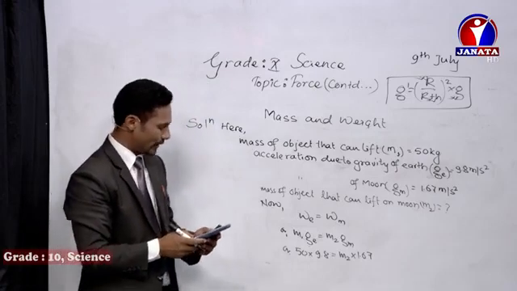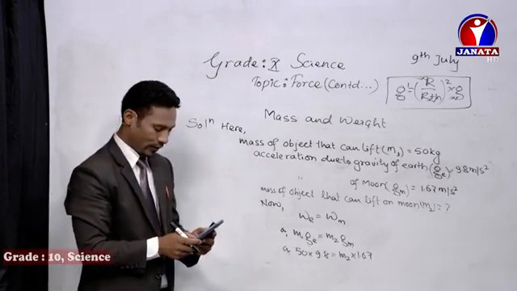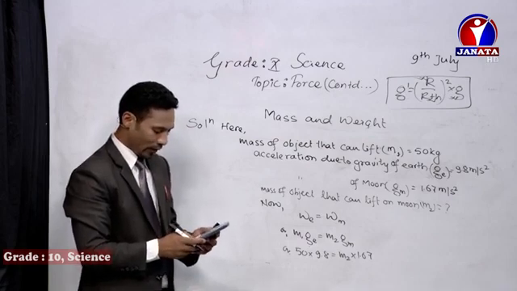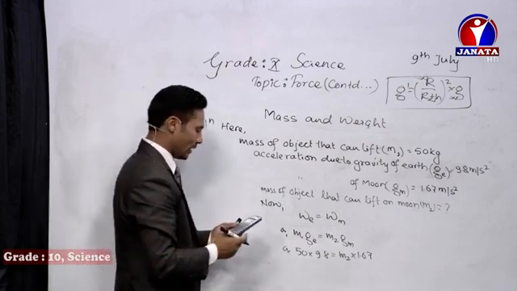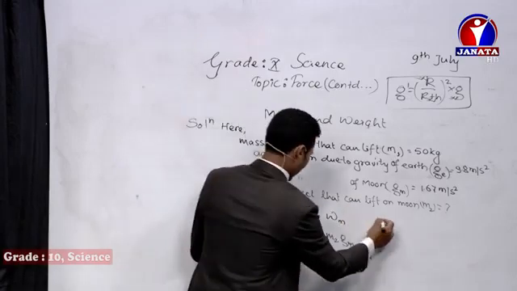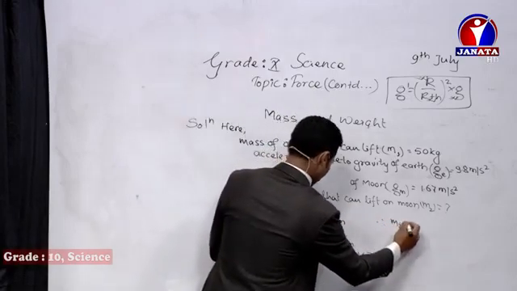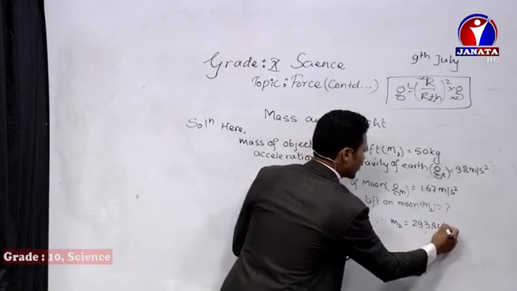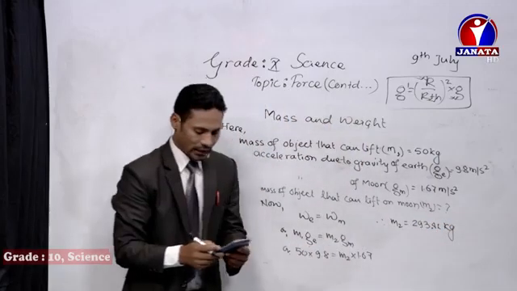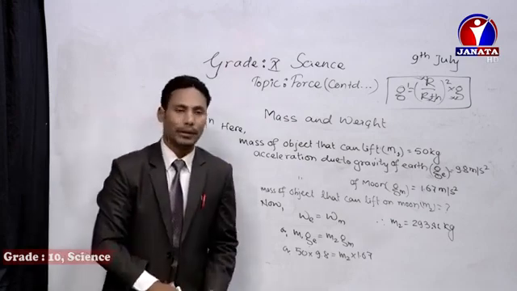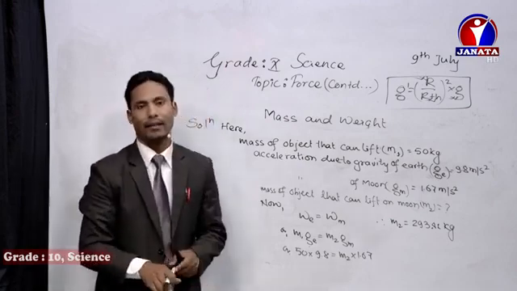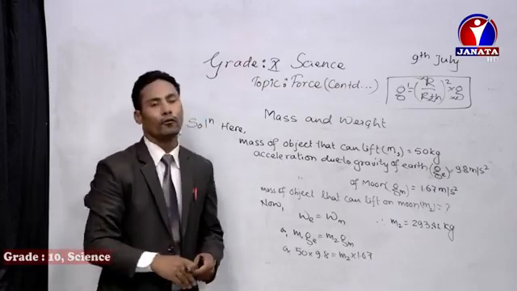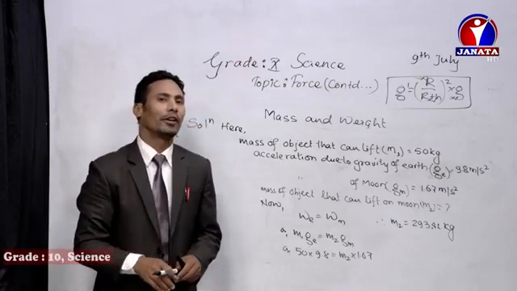So let's calculate this. This is 50 into 9.8 divided by 1.67. It gives the answer, therefore m2 equals 293.41 kg. That's why if a person can lift up 50 kg mass on the earth, then he can carry 293.41 kg on the moon.